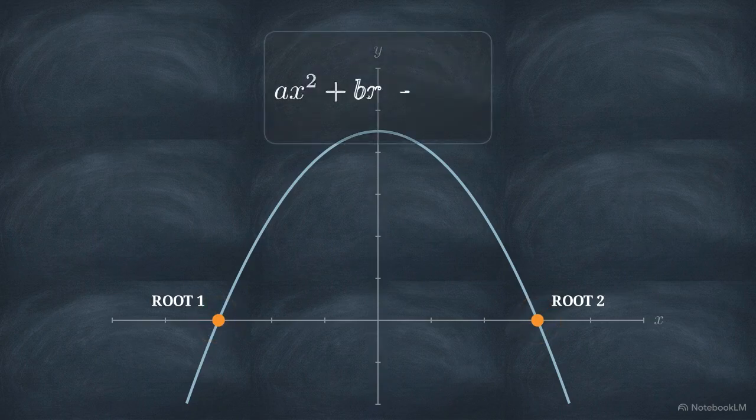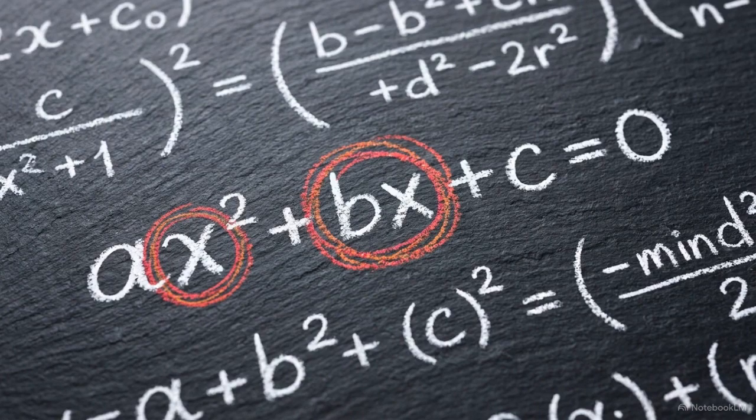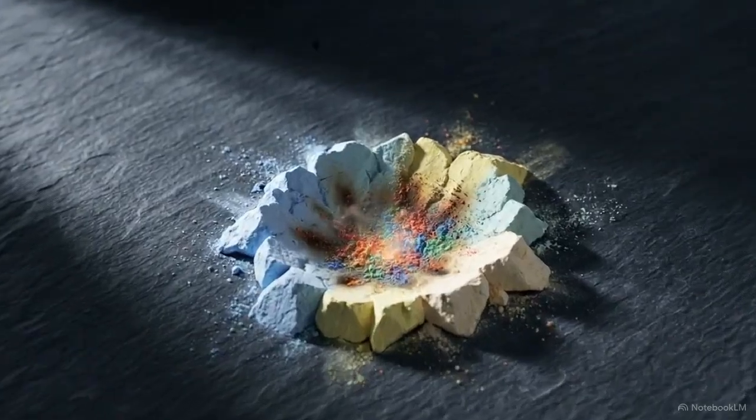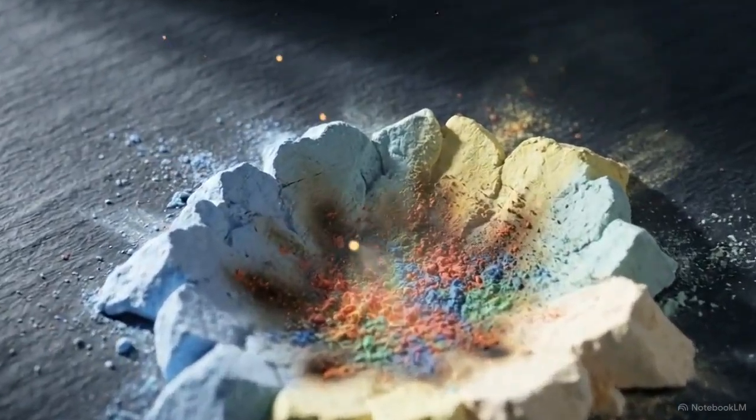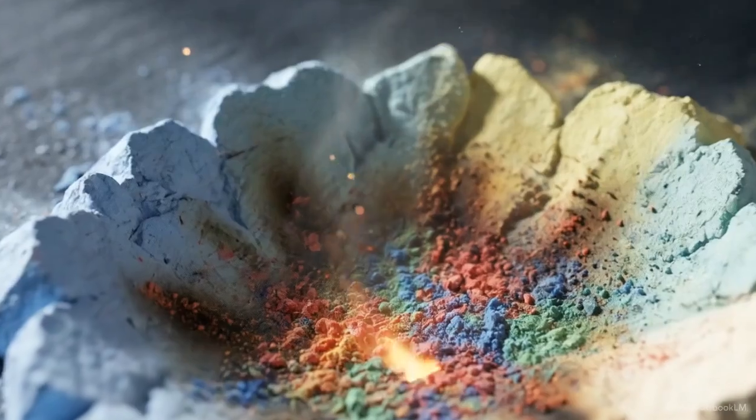Every parabola can be represented by a master equation, ax squared plus bx plus c equals 0. If we can solve this generalized equation to find its roots, we gain the mathematical power to map the exact landing point of any parabolic curve in the universe.